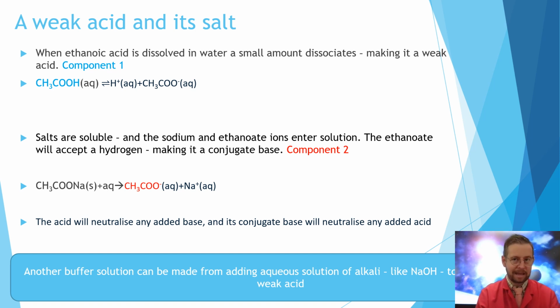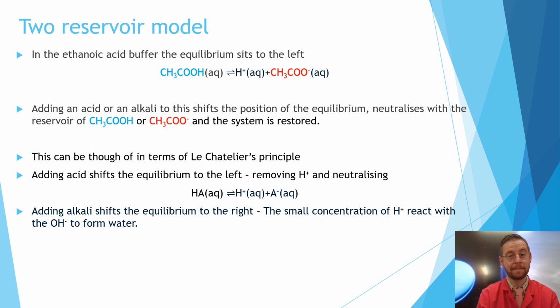Now, this, as an example, using an acid and one of its salts as a conjugate base, is, of course, really straightforward. But what we could use is any aqueous solution of alkali, like sodium hydroxide, with any weak acid. It's just that this is a very nice example, so that's why we use the ethanoic acid. Now, the best way to think about this is that there are two reservoirs. There's a reservoir of hydrogen donors and a reservoir of hydrogen acceptors sitting within this mixture.